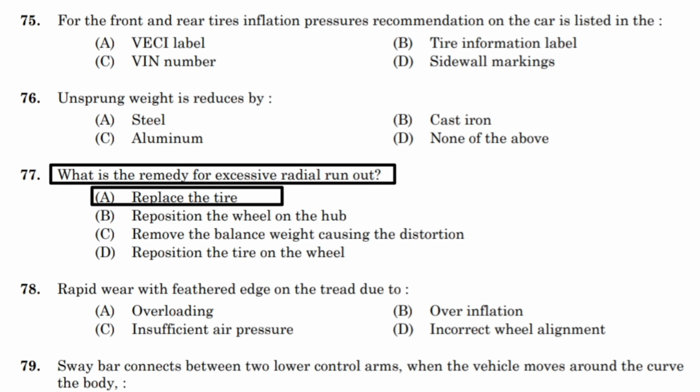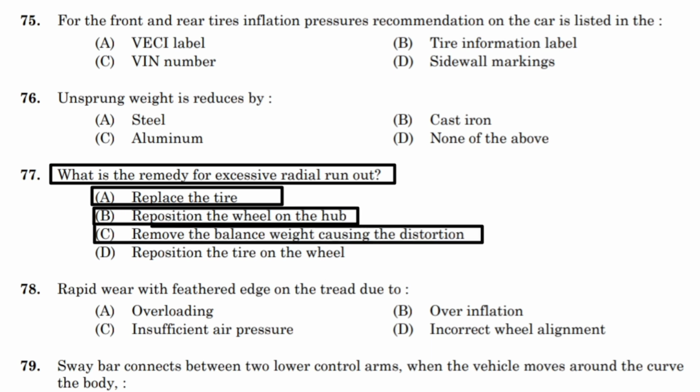77. What is the remedy for excessive radial runout? A. Replace the tire, B. Reposition the wheel on the hub, C. Remove the balance weight causing the distortion, D. Reposition the tire on the wheel. Answer D. Reposition the tire on the wheel.